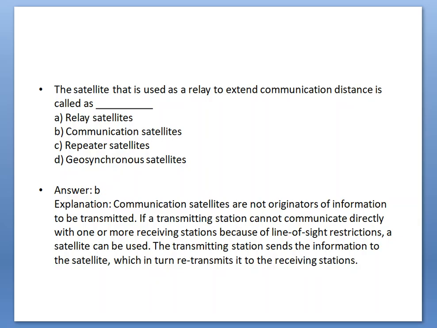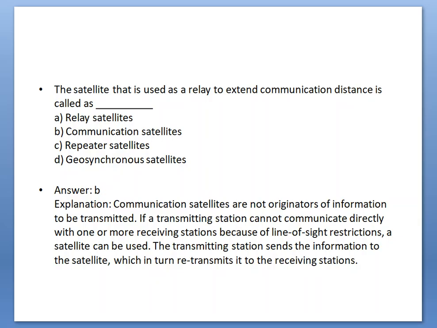Why is it B? Communication satellites are not originators of the information to be transmitted. If a transmitting station cannot communicate directly with one or more receiving stations because of line of sight restrictions, a satellite can be used. The transmitting station sends the information to the satellite, which in turn retransmits it to the receiving station. That's why the satellite used as a relay to extend the communication distance is simply called a communication satellite.